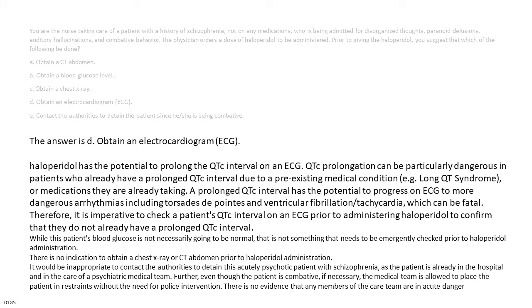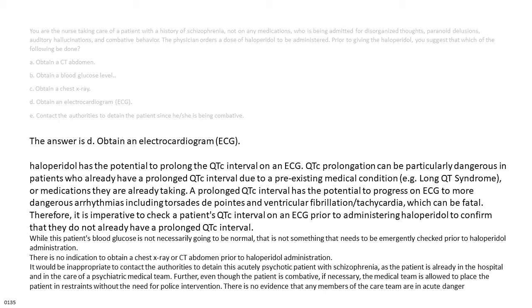Therefore, it is imperative to check a patient's QT interval on an ECG prior to administering haloperidol to confirm that they do not already have a prolonged QT interval. While this patient's blood glucose is not necessarily going to be normal, that is not something that needs to be emergently checked prior to haloperidol administration. There is no indication to obtain a chest X-ray or CT abdomen prior to haloperidol administration.